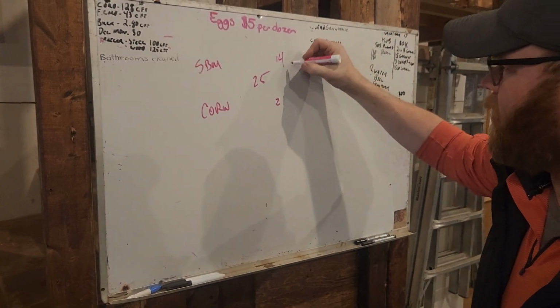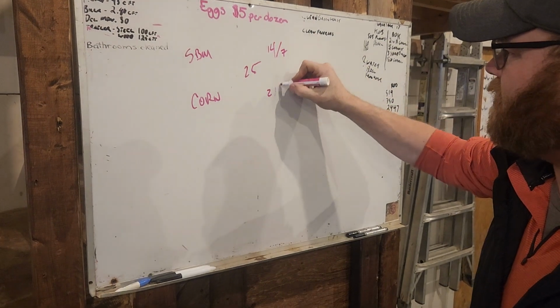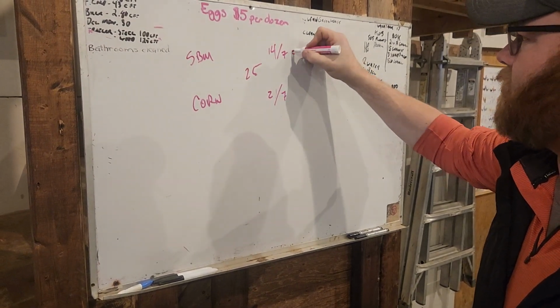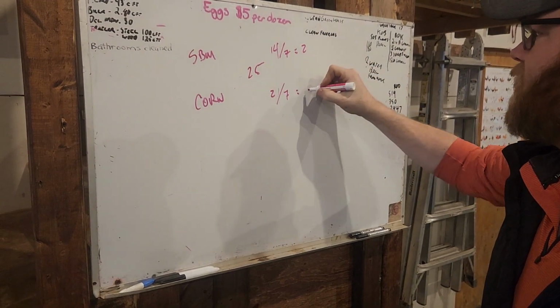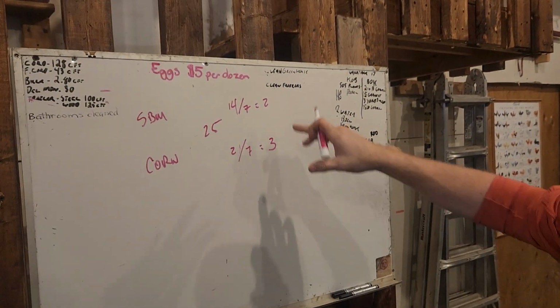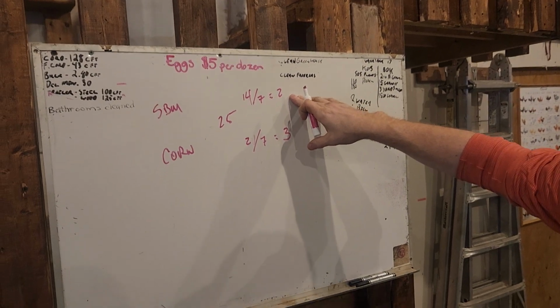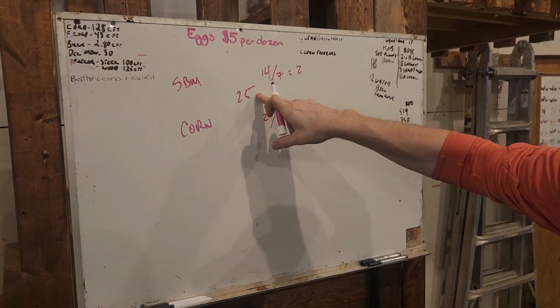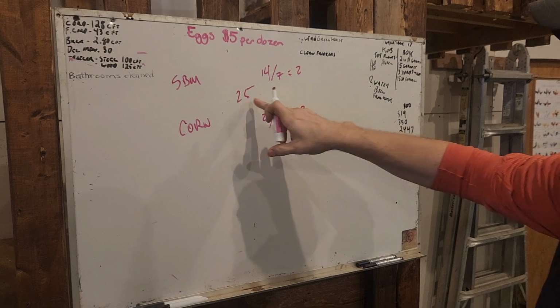So what we're going to do is divide that by 7, and divide that by 7, because they equally go into that. That gives us 2 parts, and that gives us 3 parts. So for every 2 parts of soybean meal, we'd put 3 parts of corn in, and that'll give us our 25%.